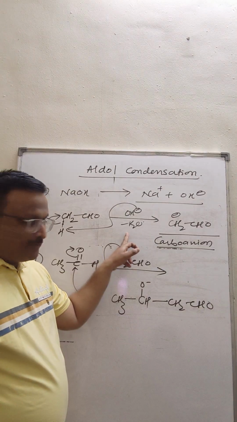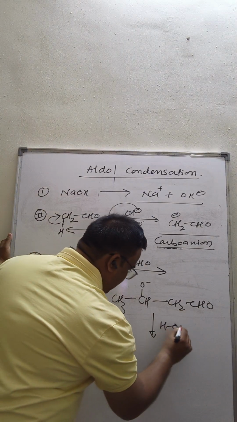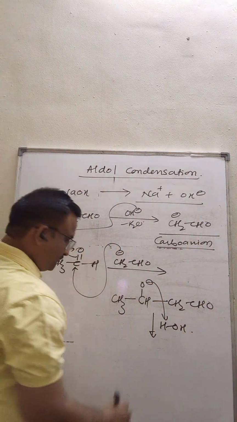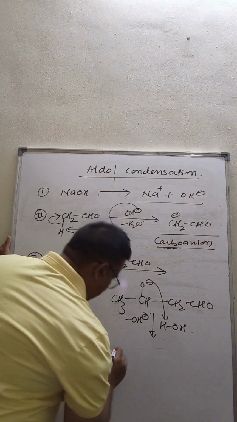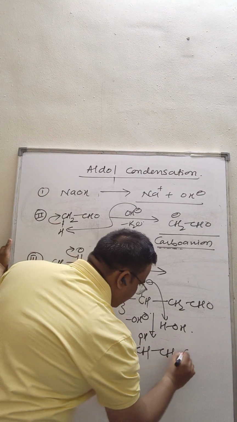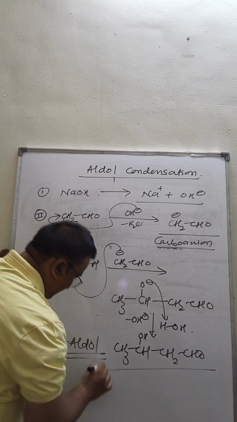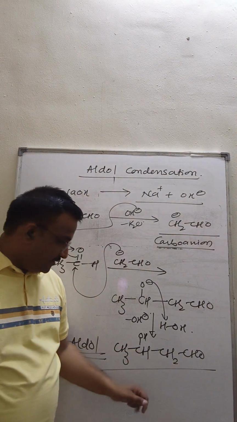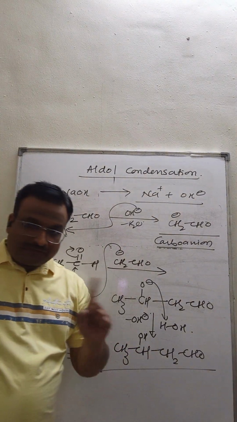Now the water molecule present in the system will play the next role, and this oxygen negative charge will abstract the proton from this H2O and regenerate the OH minus ion, and here in the last step the aldol molecule formation takes place, my dear friends. Here we have the aldol. And as I suggested, what could be the name of this molecule? The IUPAC name is 3-hydroxy butanal. Now the reaction is not finished yet.